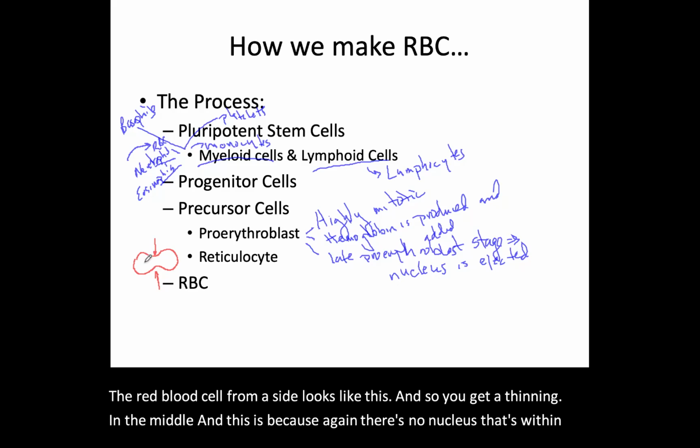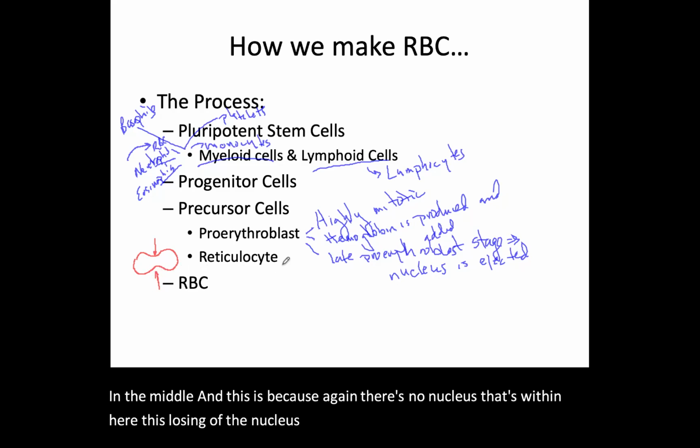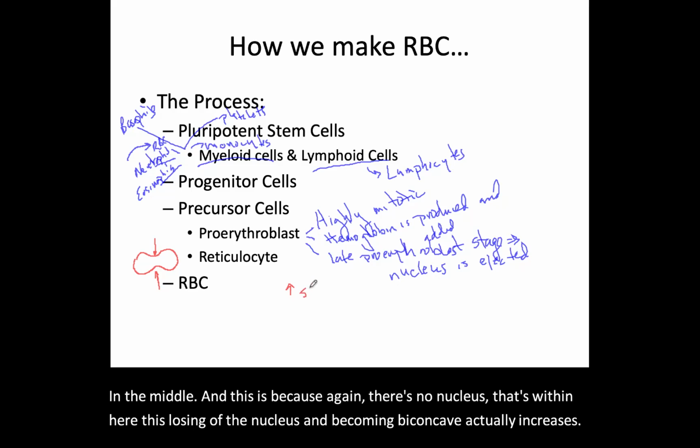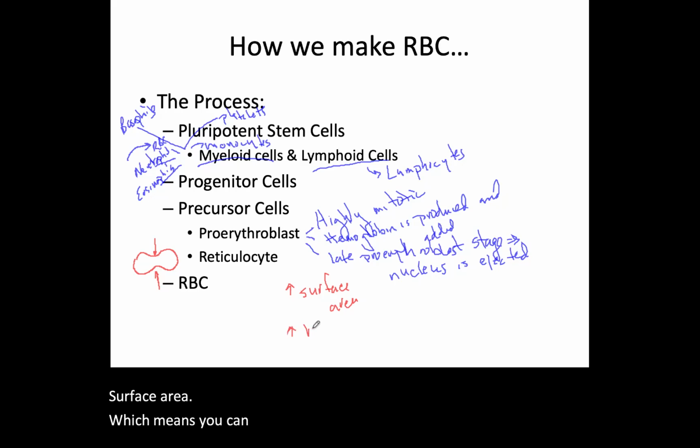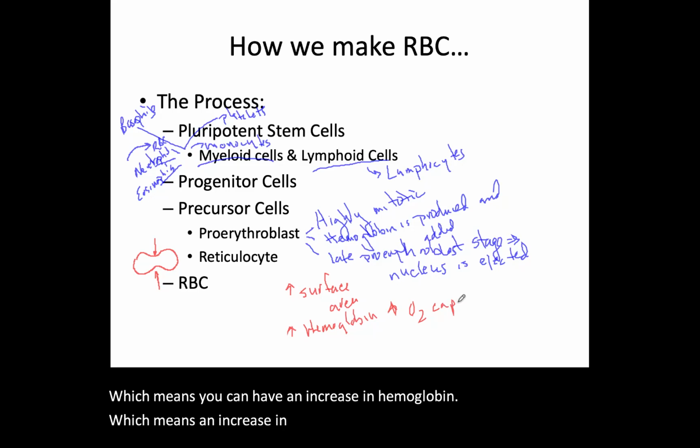This losing of the nucleus and becoming biconcave actually increases surface area, which means you can have an increase in hemoglobin, which means an increase in O2 capacity.